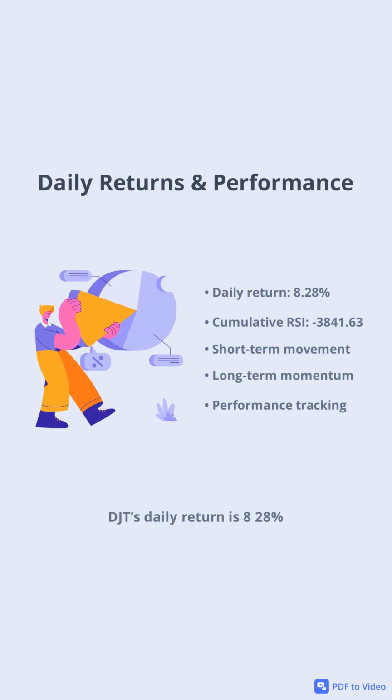DJT's daily return is 8.28%, reflecting significant short-term price movement. The cumulative RSI is minus 3,841.63, which may indicate a longer-term loss of momentum despite recent gains. Monitoring daily returns helps traders gauge the stock's volatility and performance relative to broader market trends.